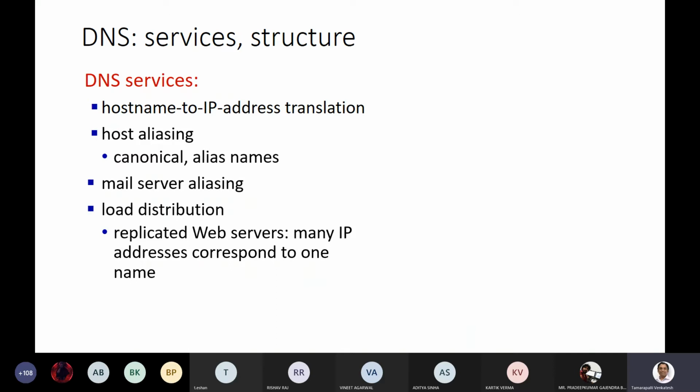So the advantage is that you don't have to change the main mail server name, that is user at iitg.ac.in will always keep working. You may only internally change your host name from Patkai to maybe Shiloi or something else. And this doesn't affect the mail system in general at all. You can also use DNS, as I was mentioning, for load distribution.